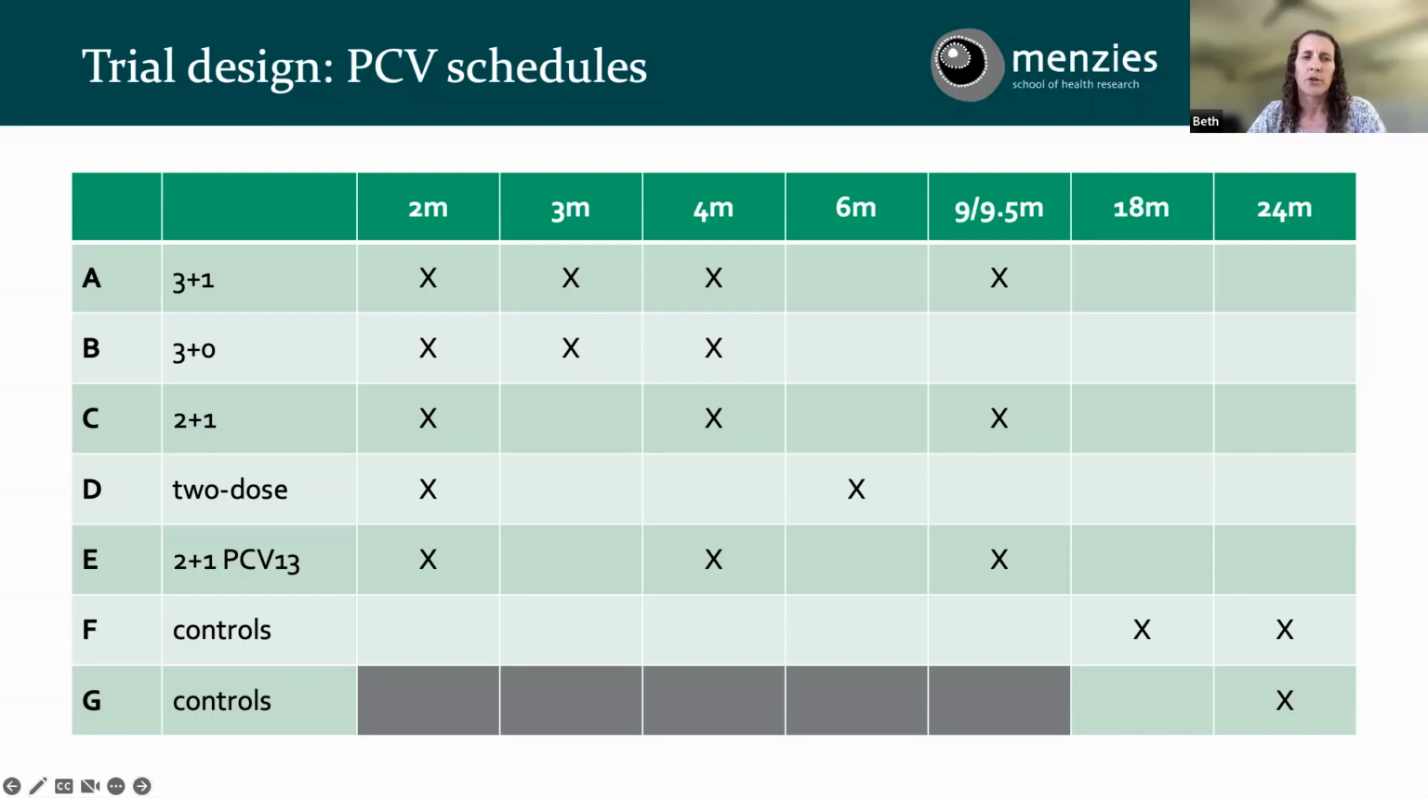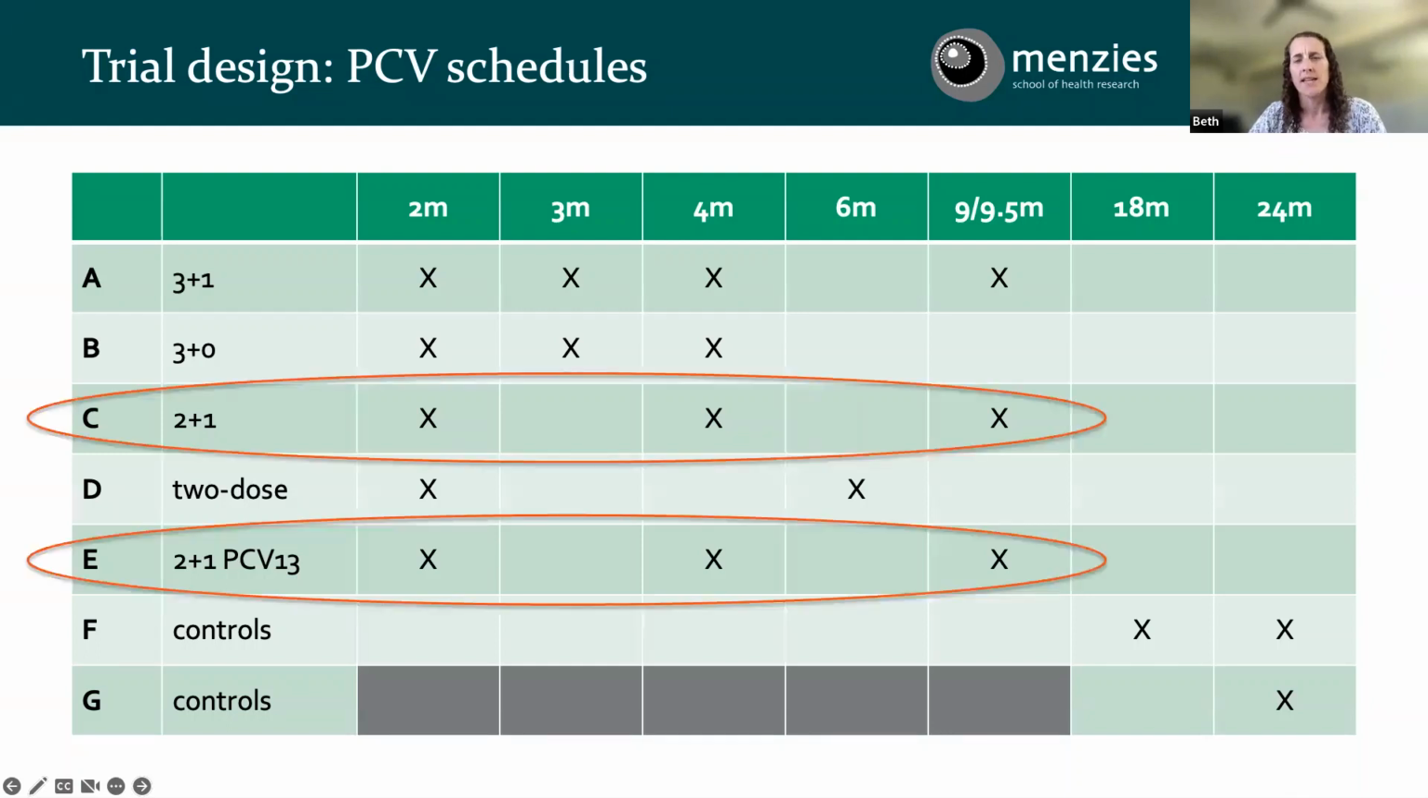And that meant that we needed to recruit an additional control group to provide unvaccinated specimens between 18 and 24 months of age. So group G was actually recruited at 18 months of age. Most of the head-to-head comparisons involve the 2+1 groups, groups C and E.